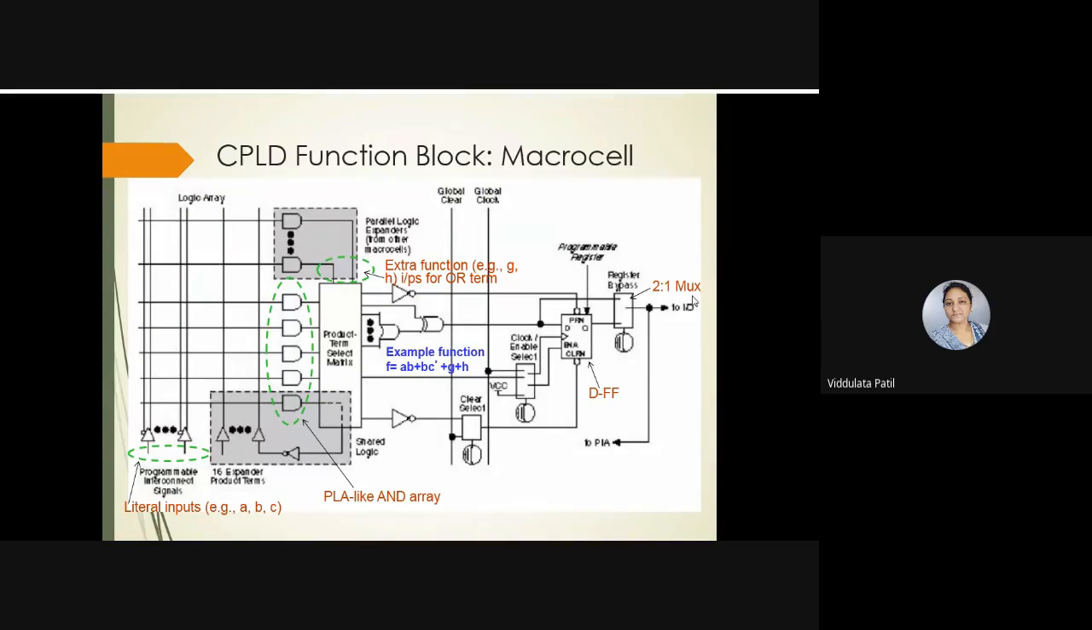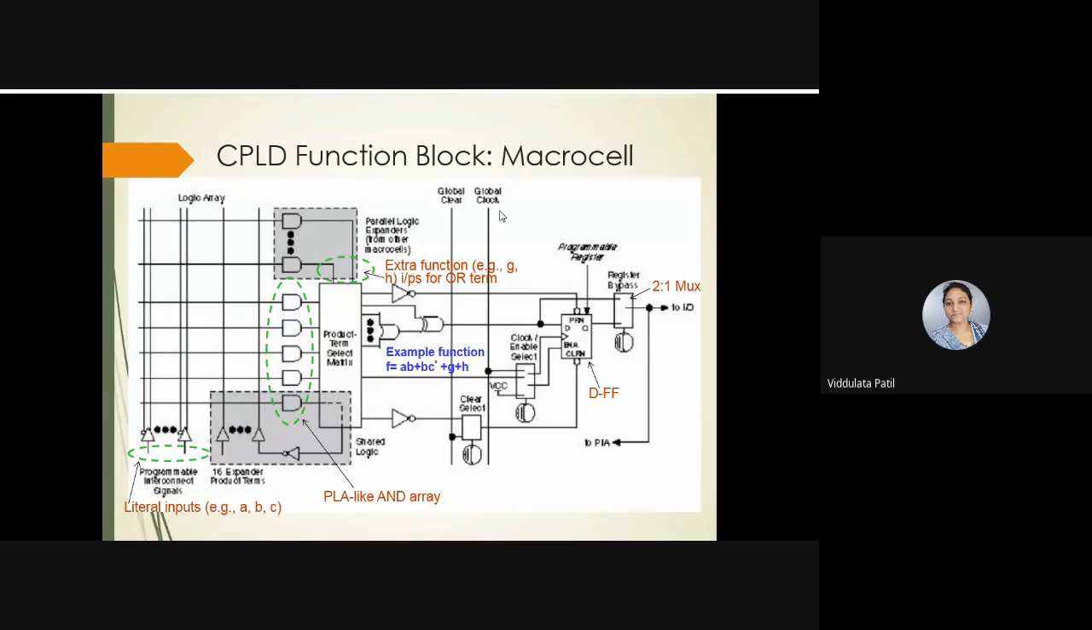Okay, so a 2-to-1 multiplexer will be there, and the output of that will be given either to the IO block or to the programmable interconnect array, that is, the programmable interconnect matrix. Now, as I said earlier, there are certain global set and reset signals, that is, a clear signal. Then there are global clock signals present in the functional block, that we require for the functioning of this circuitry. Okay, so these are the connections which are present in the CPLD function block.